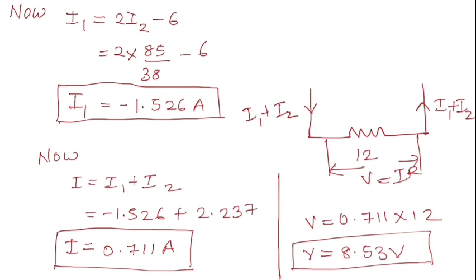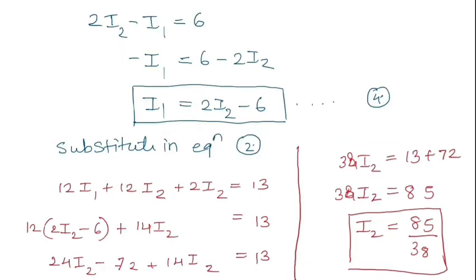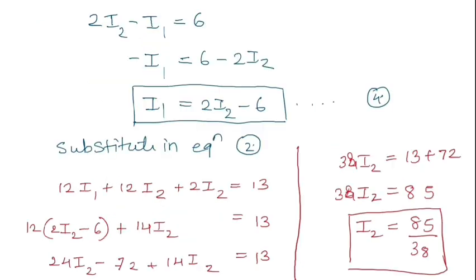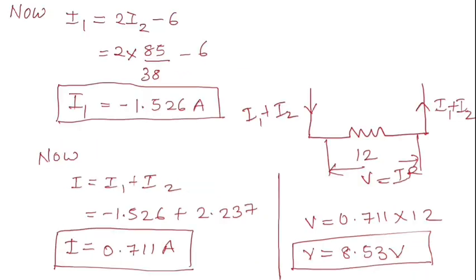Next, I also now have I2. Now what I have to find is I1 and I1 plus I2. So I1 is equal to 2 I2 minus 6. Now what is this equation? This equation is equation number 4. That is, if I substitute the I2 value in equation number 4, I will get the value of I1. So I am getting this value of I1.